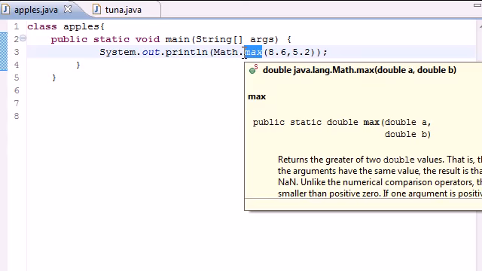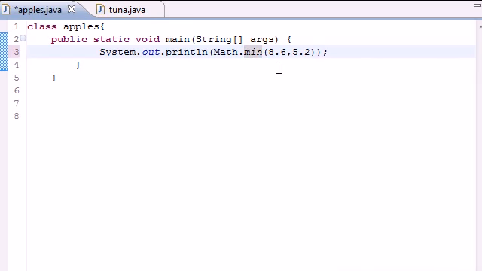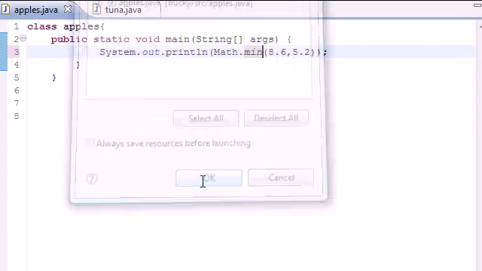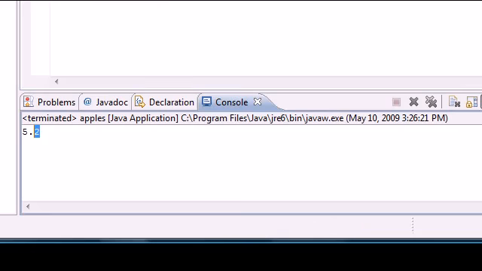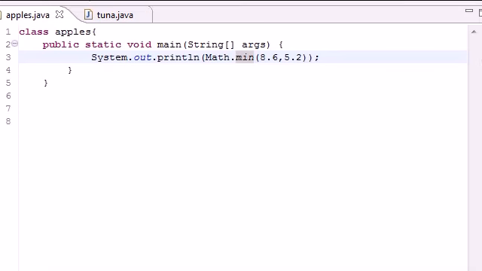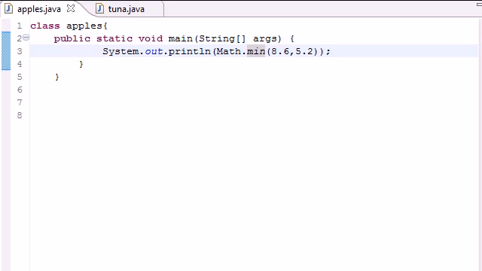Whenever you have a method like that, you also have the opposite, and this one is called min. What min does is take the lesser of the 2 numbers. So let's run this, and the lesser of 8.6 and 5.2 is 5.2, right down there. So now we've learned absolute value, ceil, floor, max, min.